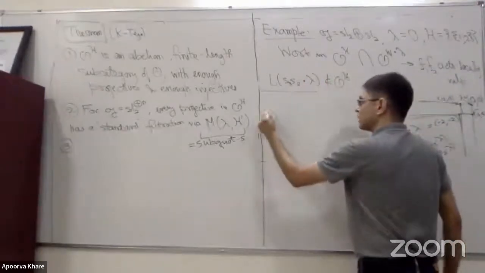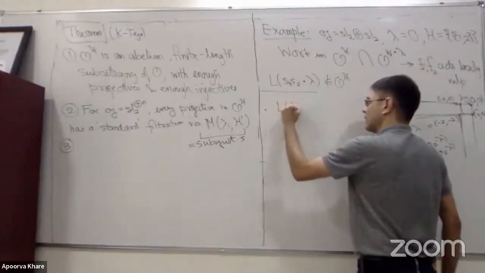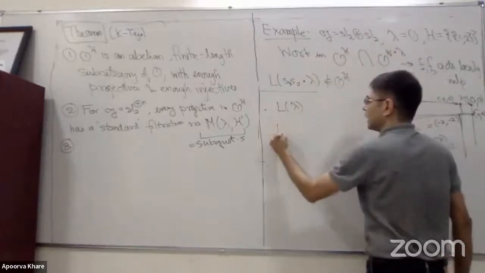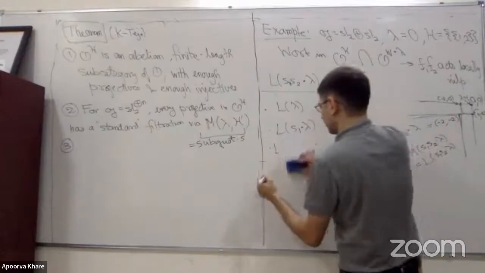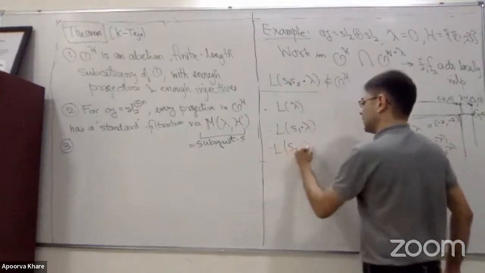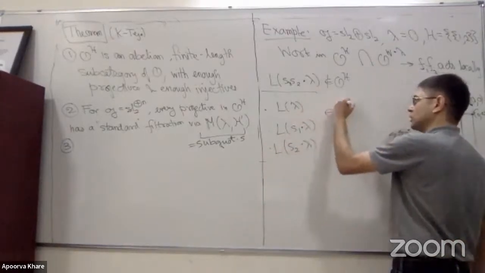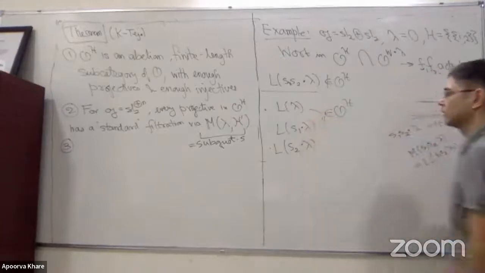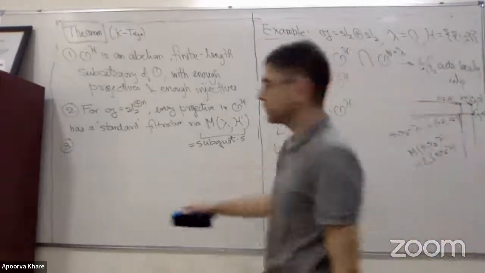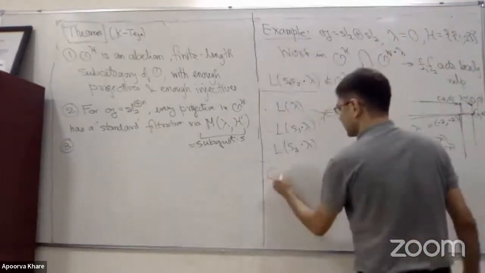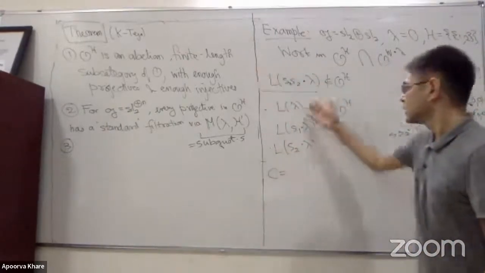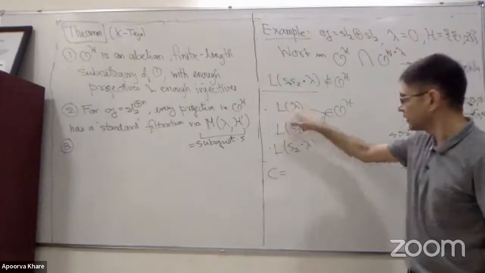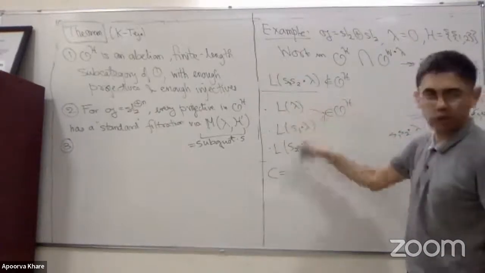And so we have three simple objects: L of lambda, L of S1 dot lambda, L of S2 dot lambda. These are the three objects that belong to this category. And then, as we said, there was this Cartan matrix for these guys. So okay, this category has enough projectives and enough injectives, so you can talk about the projective cover of each of these objects in this category.